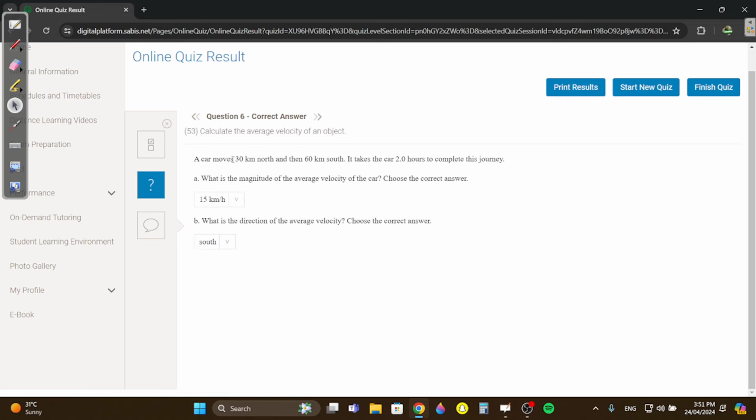Question 6. A car moves 30 kilometers north, so plus 30, and then 60 kilometers south, so minus 60. It takes the car 2 hours to complete this journey. What's the magnitude of the velocity of the car? Velocity equals x final minus x initial over time final minus time initial. Final, hold up. I don't know, would I do it like this though? 30.